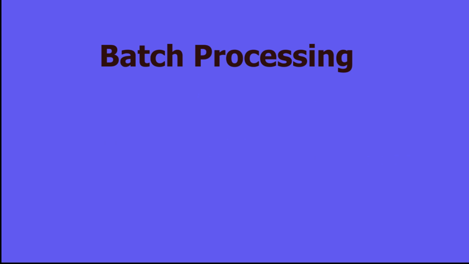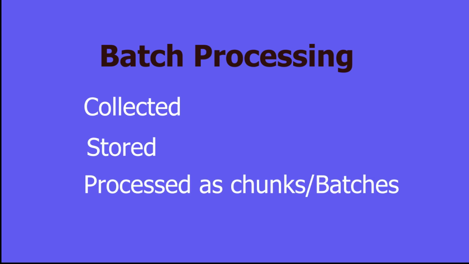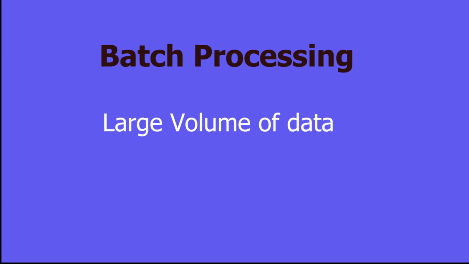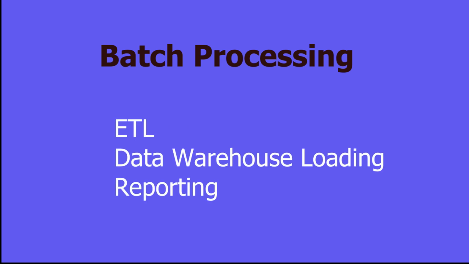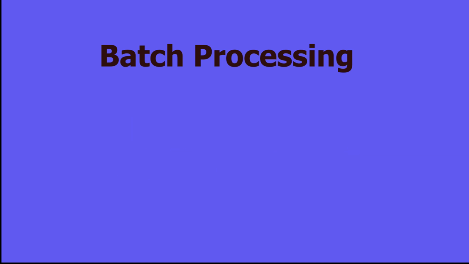First we can look into batch processing. In batch processing, data is collected, stored and then processed in chunks or batches at a scheduled time. It is typically used for large volumes of historical data that can be processed at once. Batch processing is not real time, it has some latency as data is processed periodically, often on a daily or hourly basis, commonly used for tasks such as ETL, data warehousing and reporting, etc.